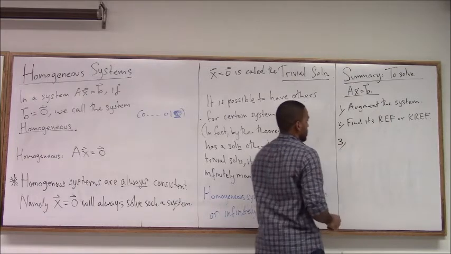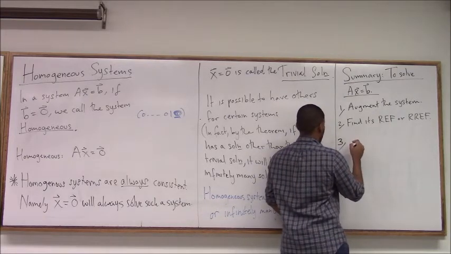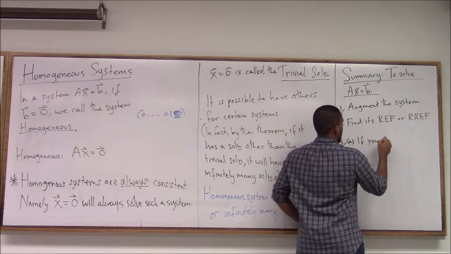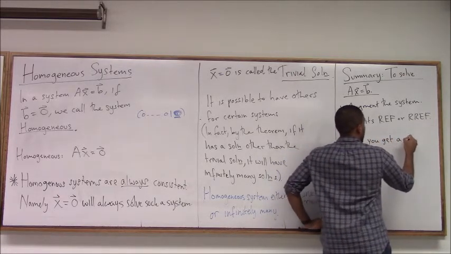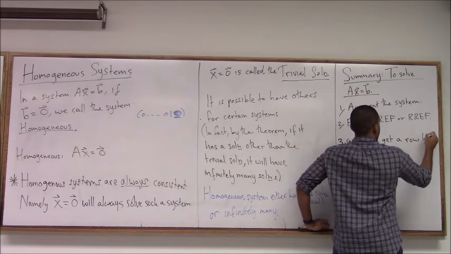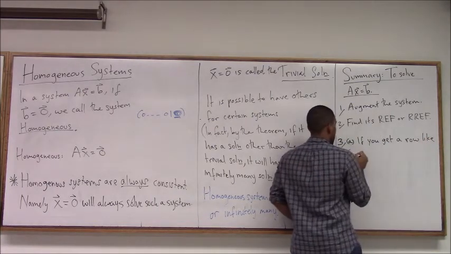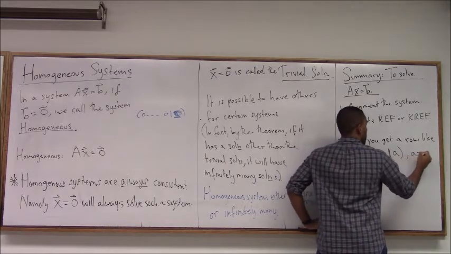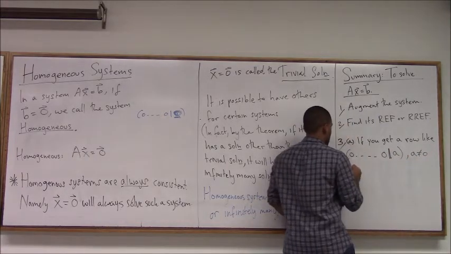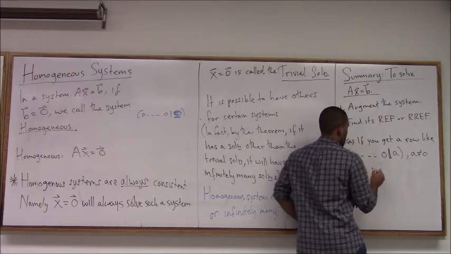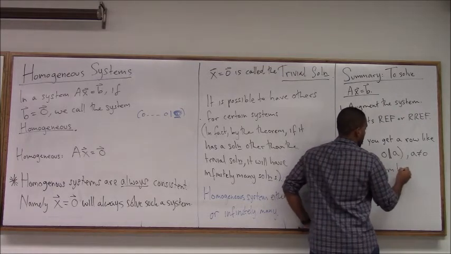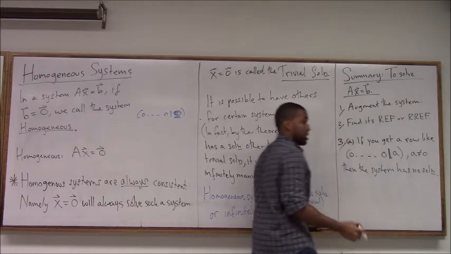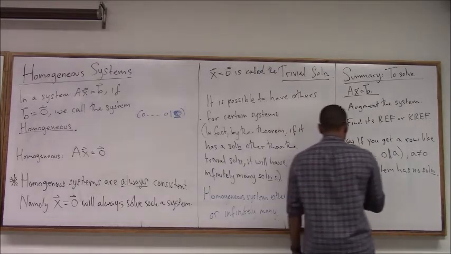So 3a. If you get a row like, again, a bunch of zeros, and you have a number here that's not 0, then the system has no solution. So you just write that it's inconsistent.